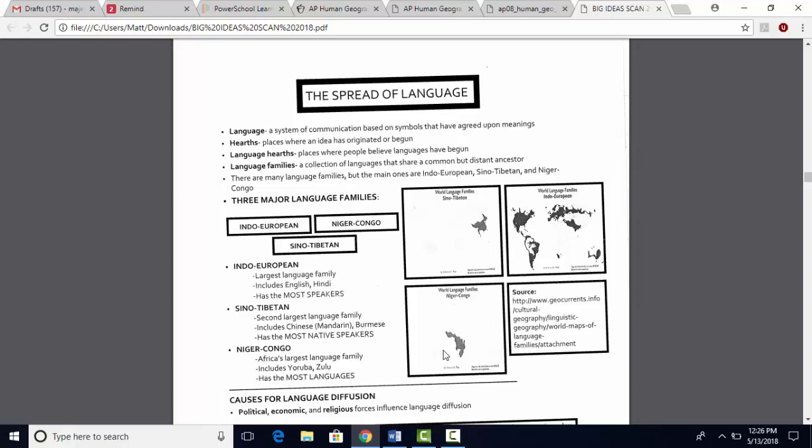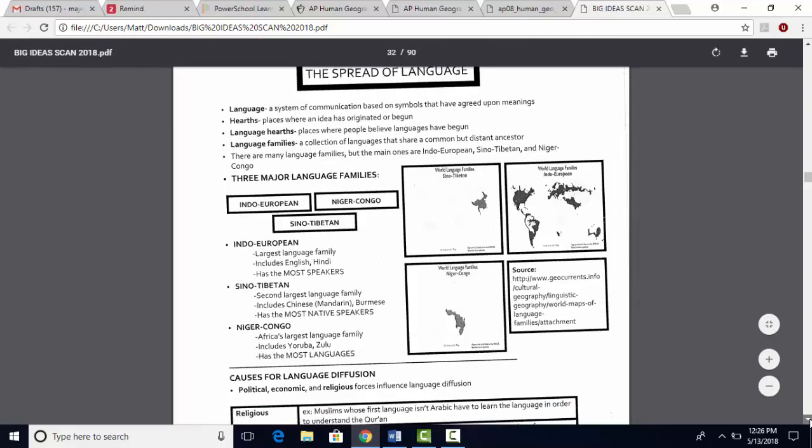So again, Indo-European has the most speakers, especially since a lot of those languages have gone worldwide. Sino-Tibetan has the most native speakers, right? Which means that's their native tongue. That's the language that is their original language. And then Niger-Congo has the most languages within its family because it's a mix of all those different tribal and ethnic languages that are all part of the Niger-Congo family.